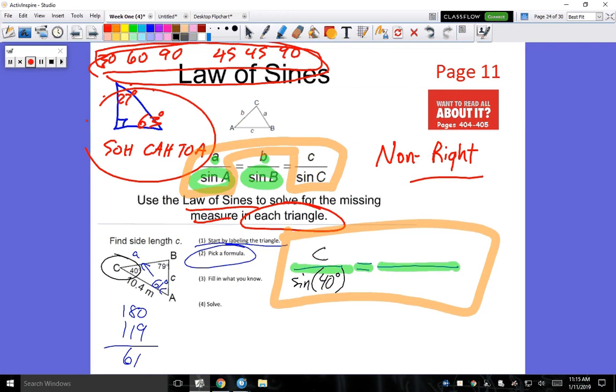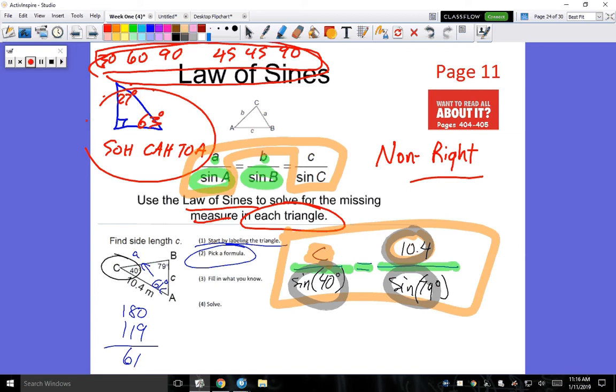Now we need to use something that we know everything of now, because we have one unknown and we can only have one unknown out of all of these four pieces. Okay, so three of them we must know, and one is the unknown. These need to be numbers. What should they be? 10.4. Yep, 10.4, which is lowercase b, over what? Sine of 79. Perfect, sine of 79.